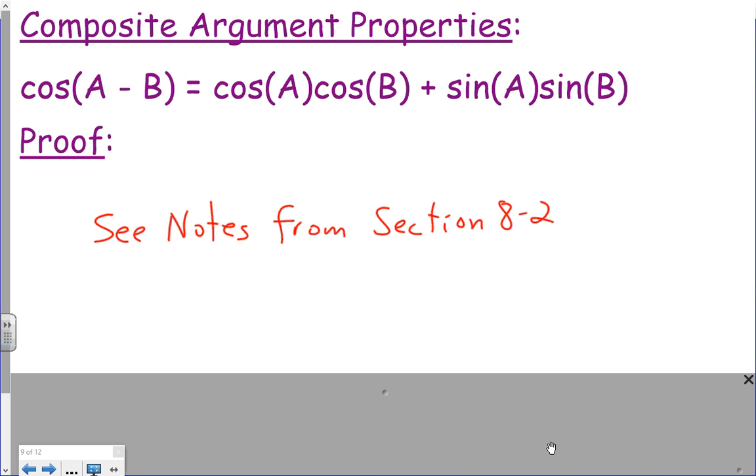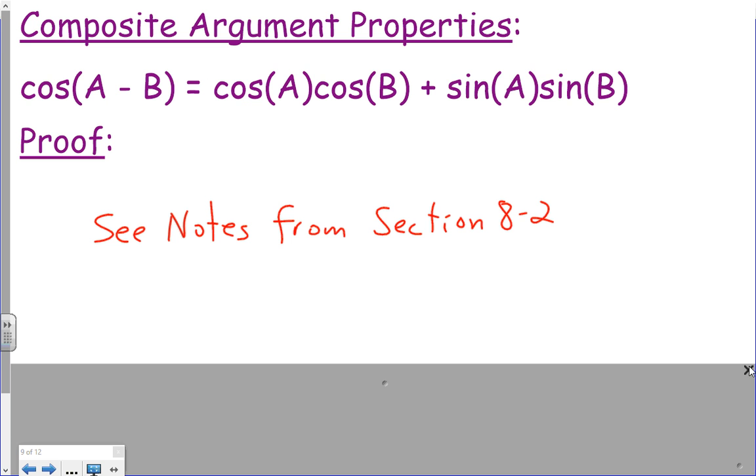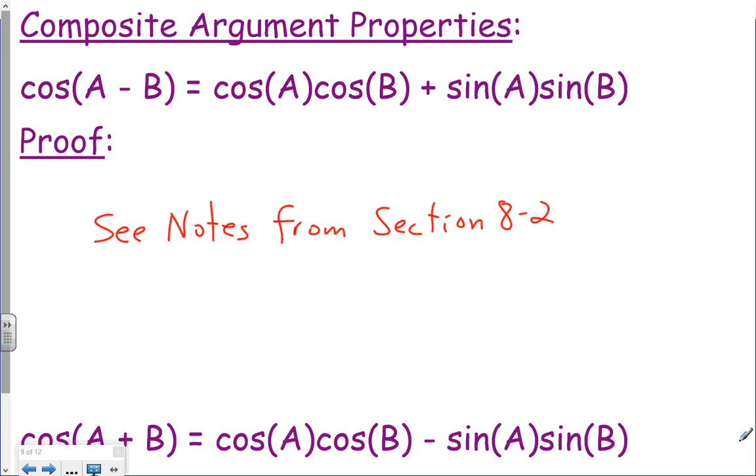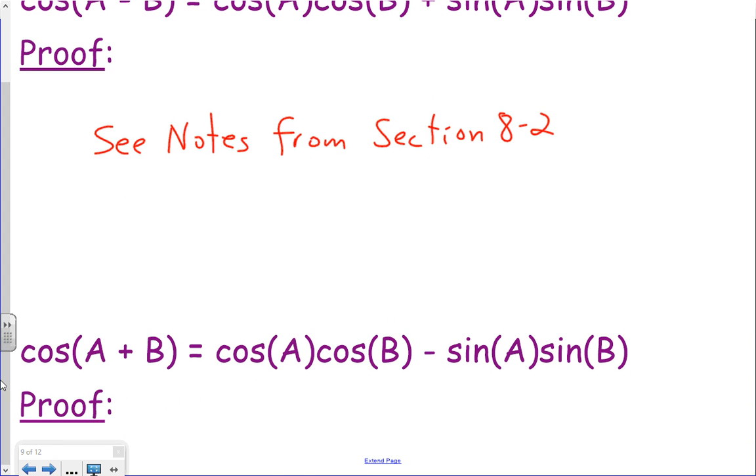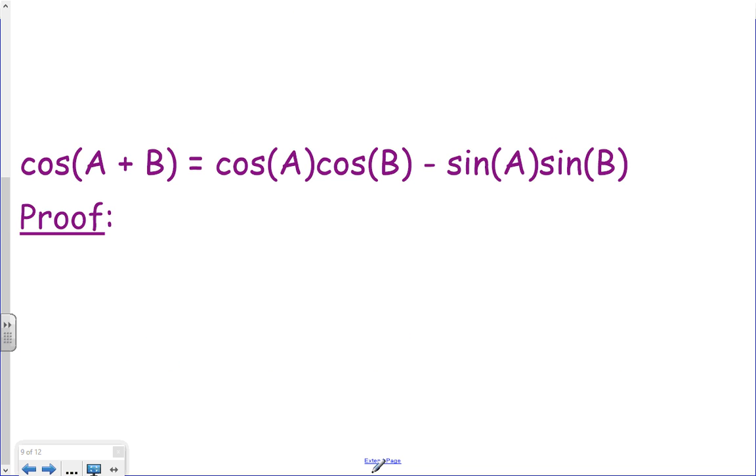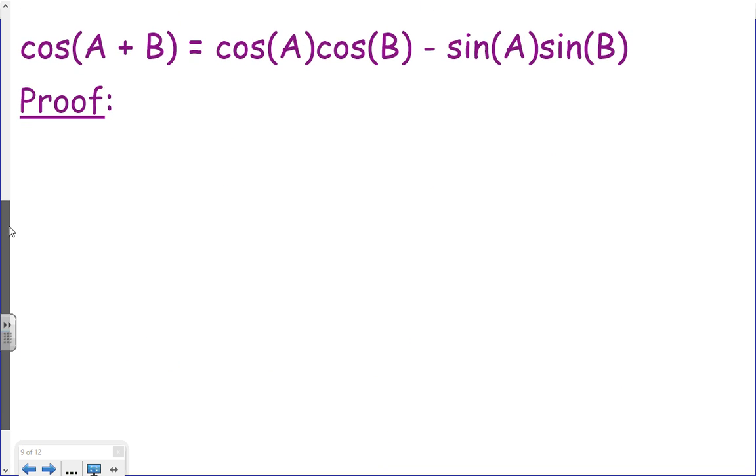The good news is once we prove that property, I can use it to help me prove the next property and the next one after that, which is what we're going to do here. So the next property is the composite argument property for cosine of a plus b. And the cosine of a plus b is equal to the cosine of a times the cosine of b minus the sine of a times the sine of b.